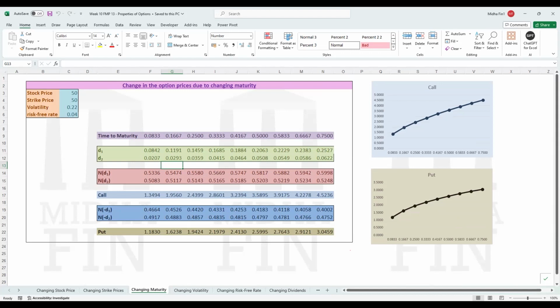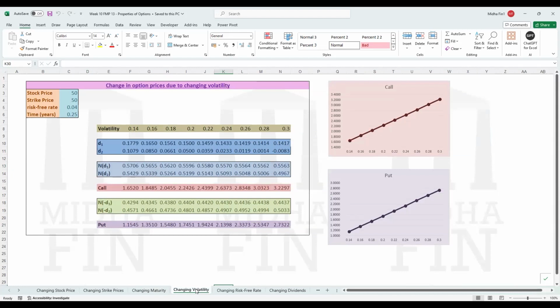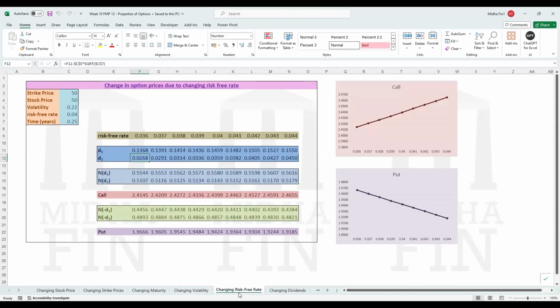Okay, next, changing volatility. If you change the volatility, again, it has a positive effect on both sides, for both the options. So be it call or put options, if the volatility increases, the value of both call and put options will increase. Okay, finally, next we have the risk-free rate.